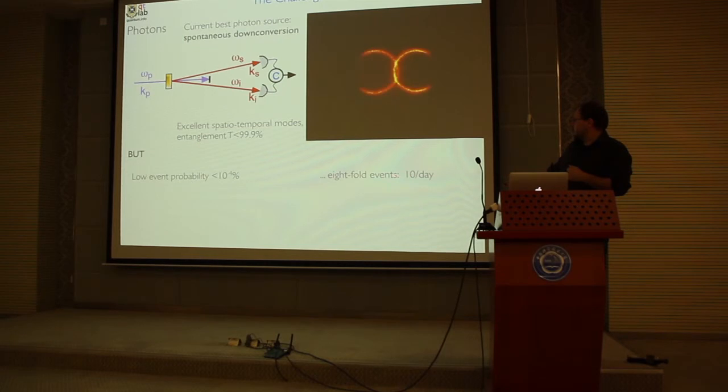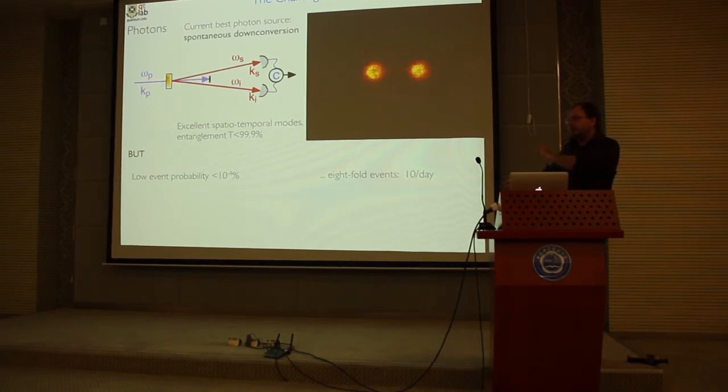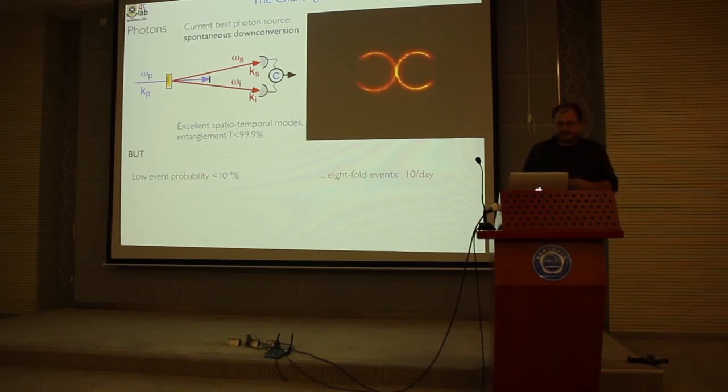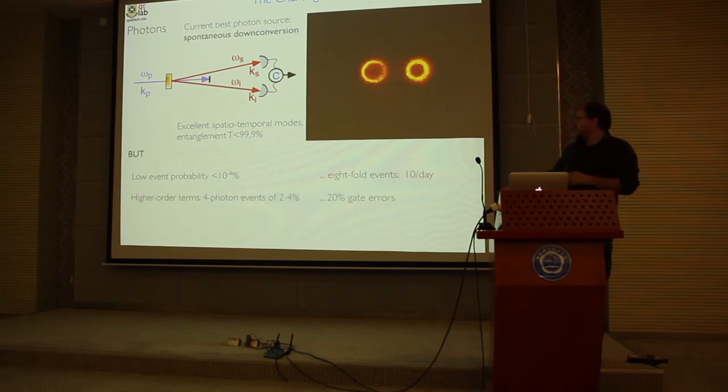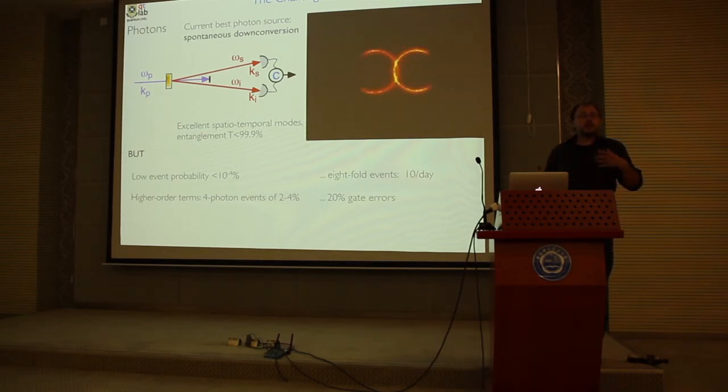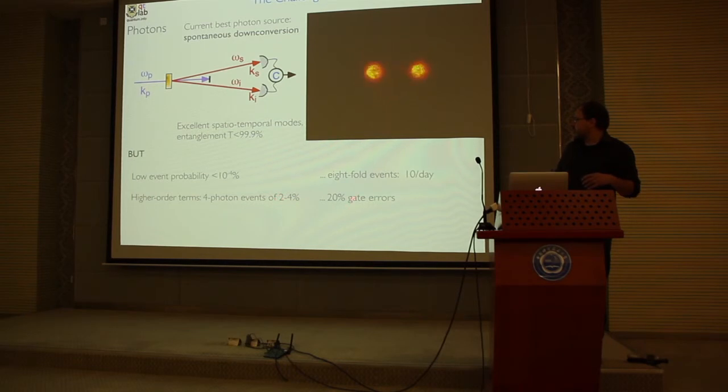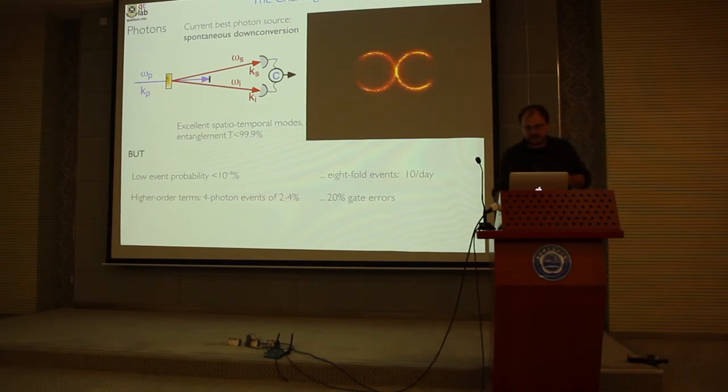I think people are getting maybe 10 events an hour for eightfolds. No, okay, so maybe it's still right. You might get 10 events a day or maybe 10 an hour. It's not very high. And then the higher order terms kill you. So for a photonic quantum entangling gate, we showed a few years ago that just a few percent of higher order terms give you 20% gate errors. So we need much better photon sources.